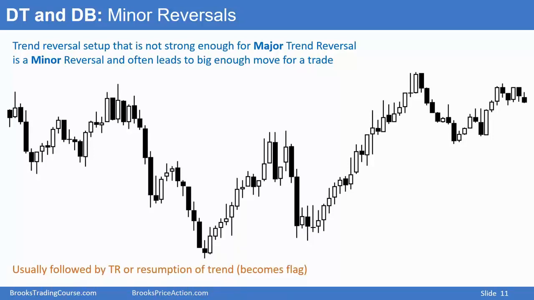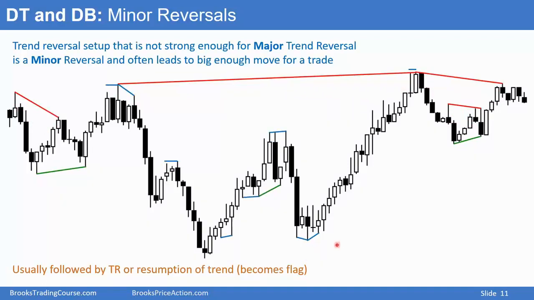When there's a minor reversal, like here, or even here, it's usually followed by an attempt at trend resumption. And a minor reversal, therefore, is usually a leg in a trading range or in a flag. Minor reversal, trading range. A minor reversal up, it became a bull flag that failed. A minor reversal down, resumed up, reversed down again.